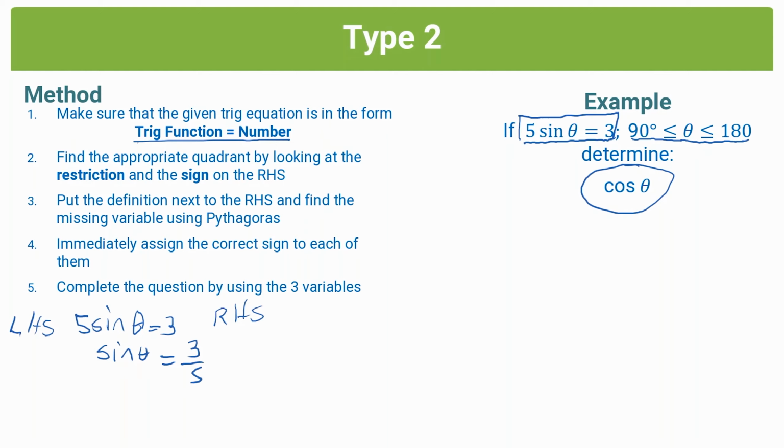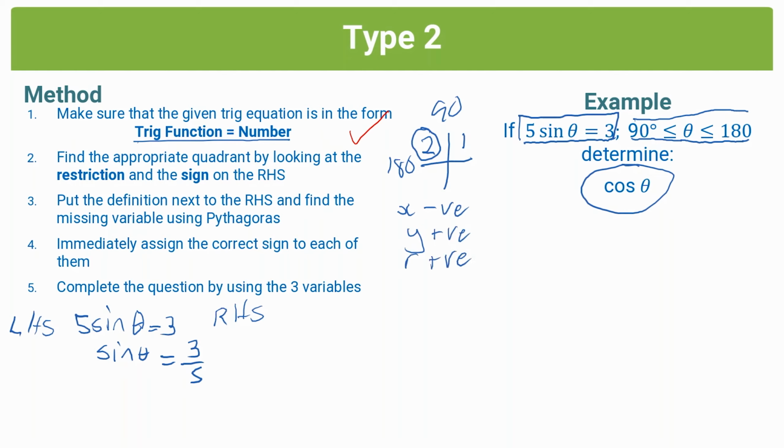So step 1 is complete and we can go on to step 2, which is to find the appropriate quadrant by looking at the restriction and the sign on the right-hand side. We are told that theta is between 90 degrees and 180 degrees. And this basically tells us that because 90 is there and 180 is there, this is our first quadrant, this is our second quadrant. We are basically told that theta lies within the second quadrant. So we know that in the second quadrant, x is negative and y is positive, and r is always positive because it refers to the radius, which is a length, and length is always positive because it's a scalar quantity that you should know from physics. So now we've completed step 2 because we know which quadrant we are working in.